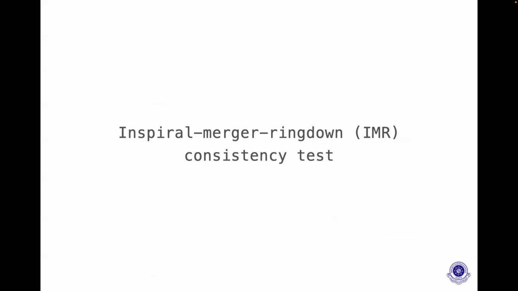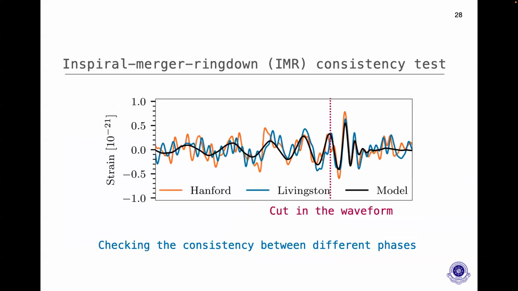Right. So there is another test that I would like to mention briefly, which is the inspiral merger ringdown consistency test. So till now, I have talked about three tests. One is based on the inspiral part. The second one was based on the ringdown part. And now this inspiral merger ringdown consistency test is basically you divide your data into two halves. One consists of the inspiral part, and the second one is the merger and the ringdown part.